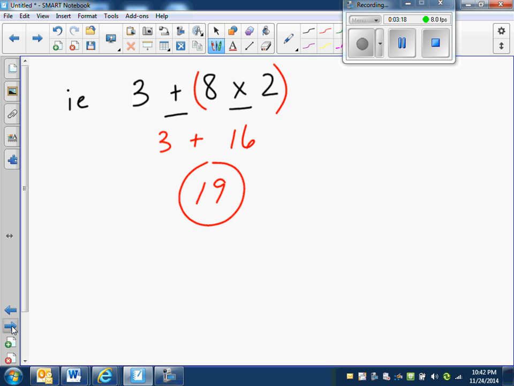If you didn't do the multiplication first, you might end up with 3 plus 8 is 11 times 2, and you might come up with 22, and that would be a wrong result, as you need to follow the order of operations when solving this to get the correct answer.